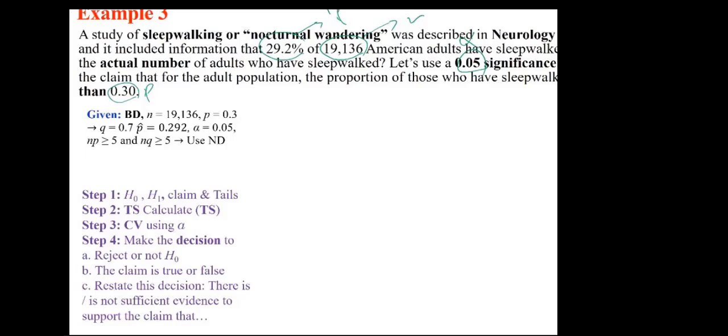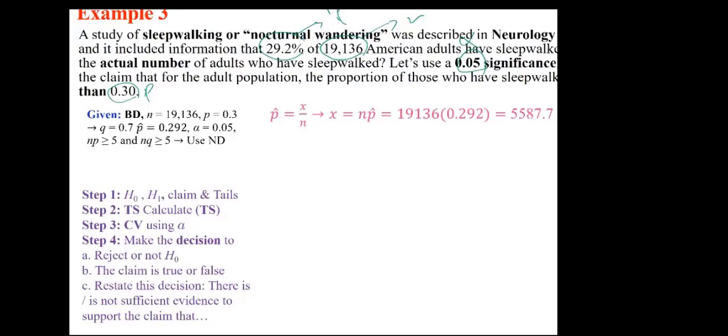NP and NQ become large if you do the calculation, so we can use normal distribution. So the very first question, what is the actual number of adults who have sleepwalked? So P hat is 0.292 times 19,136. So first and foremost, to answer that question, you have to come up with n.